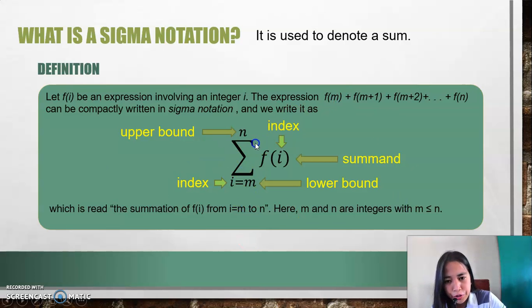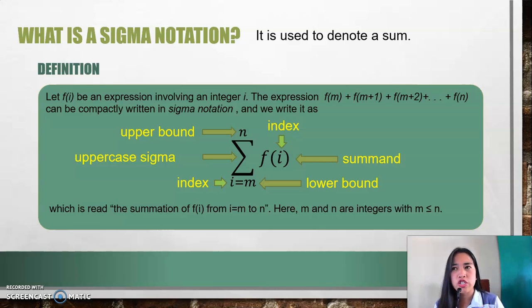This symbol is the uppercase sigma. The lowercase sigma, if you remember, is the symbol for standard deviation of a population, or variance, in statistics. This one is the capital letter sigma. We read it as the summation of f of i from i equals m to n, where m and n are integers and m is less than or equal to n.